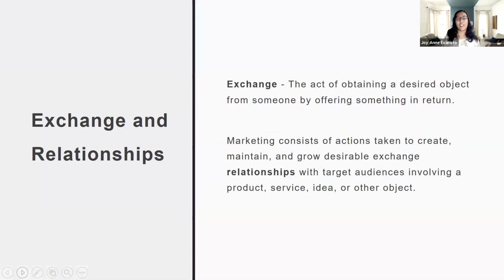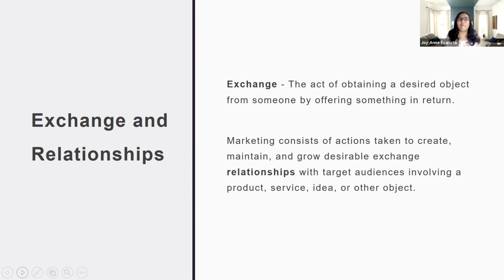So how do we do that? We do that by offering what we call an exchange, or making sure that our marketing offerings translate into an exchange. When we have customers who actually obtain something out of our market offerings, then that translates into an exchange.